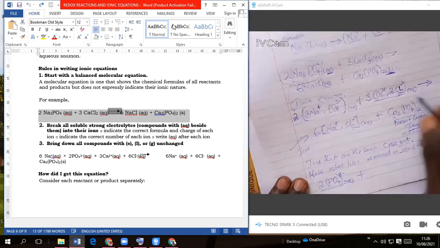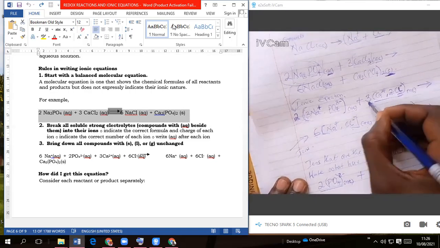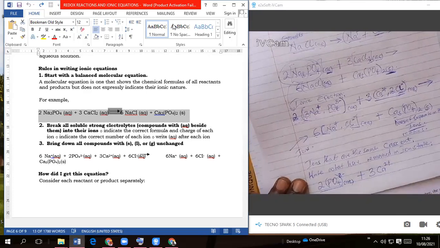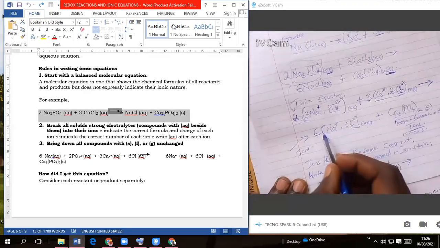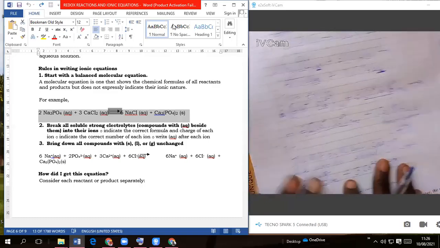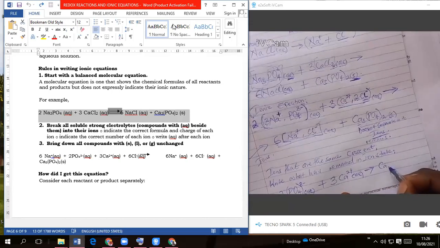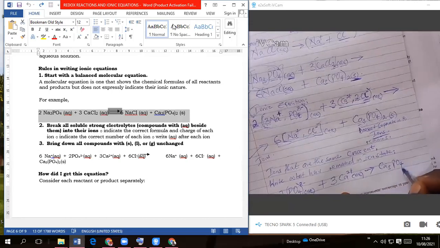Calcium is this one. Look at this. These are 3 calcium ions, 3 calcium 2+ ions in aqueous state. We shall form... here there is nothing, all of them have gone. So we shall have this one now: Ca3(PO4)2.